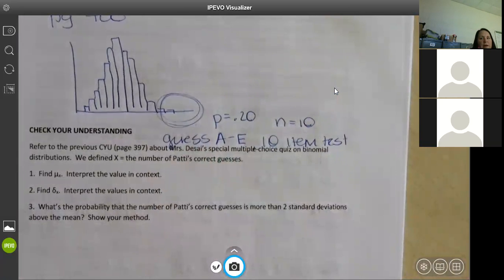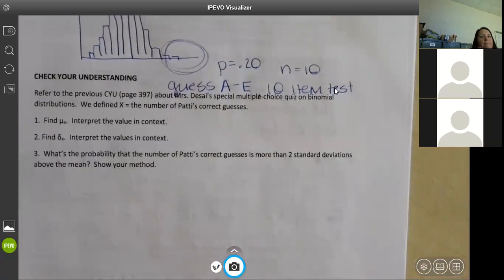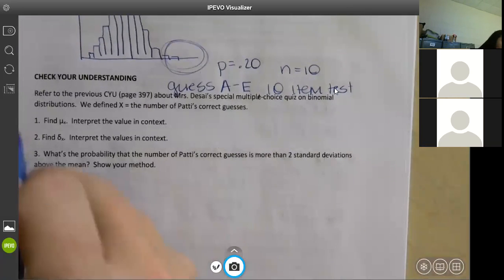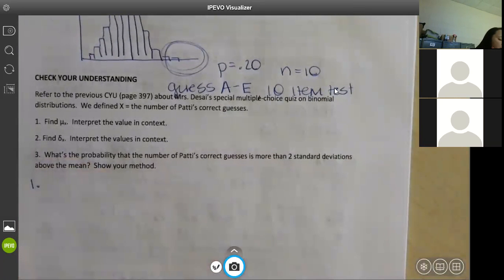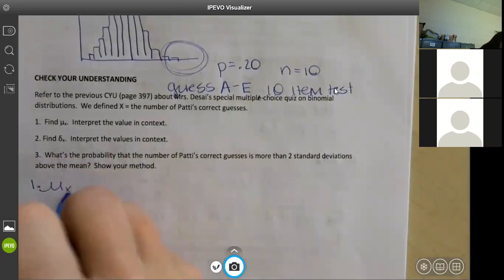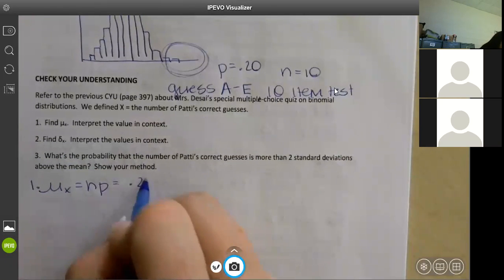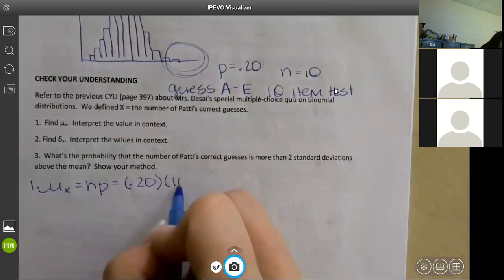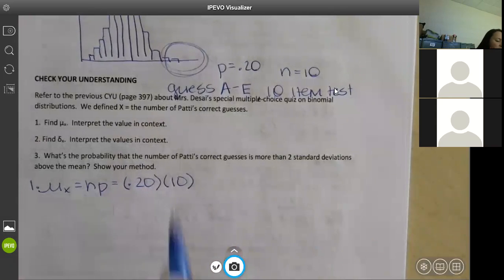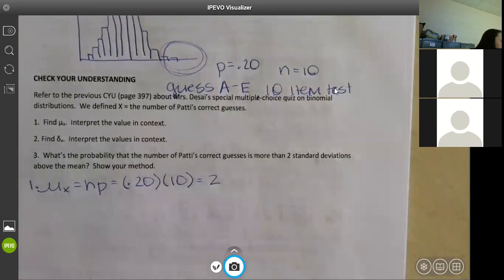All right, so just to bring that back, all you need is N and P. Find the mean and interpret the value in context, find the standard deviation, and then find a probability, and we'll talk about the probability in a minute. Number 1, find the mean. How do you find the mean of X? NP. I did them backwards, I apologize. N is 10, P is 0.2, which gives you a mean of 2.